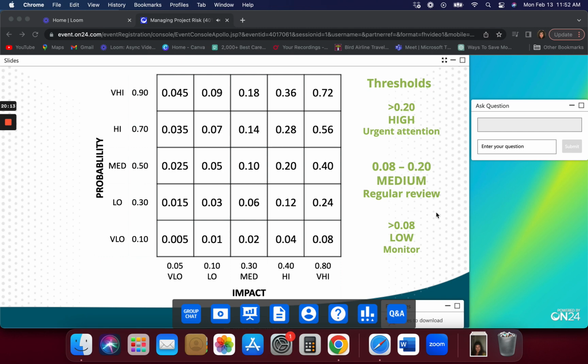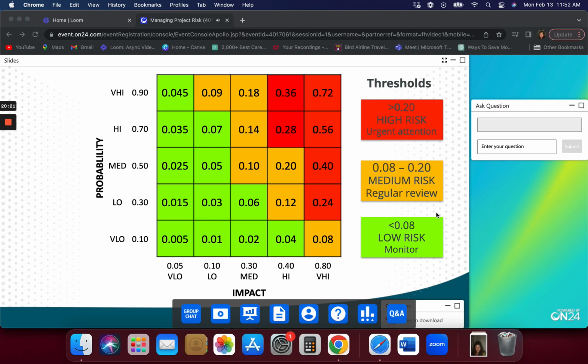And so it's a bit difficult just looking at these numbers, but we can color code them according to those thresholds that we agree. And voila, now we can see what the pattern is. You can very clearly see those risks which carry a risk exposure greater than 0.20, those that carry a risk exposure less than 0.08, and the medium risks that are in between.